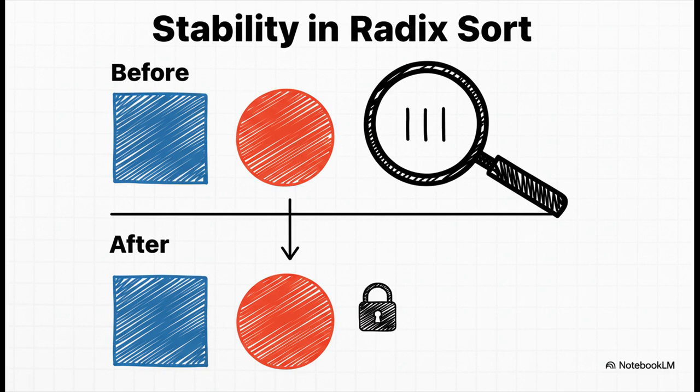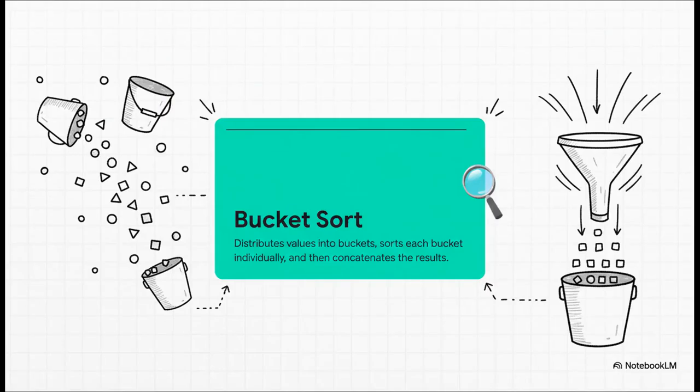If you don't have that, the whole thing just falls apart. It's absolutely essential. And for our final cheat, we have bucket sort. The best way to think about this one is as a scatter-gather approach. It works beautifully when you've got data that's spread out more or less evenly across a range.